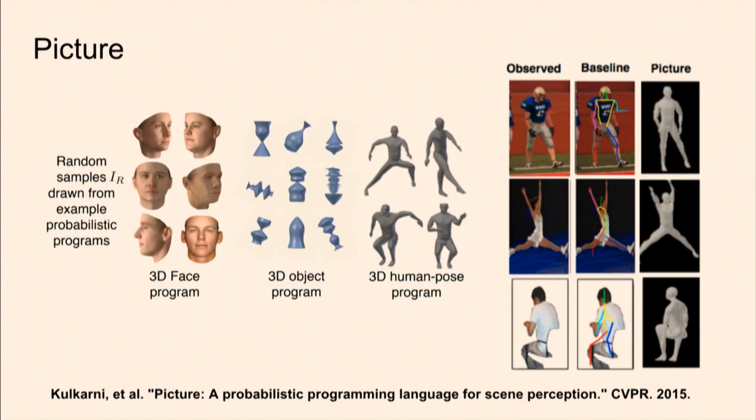And there's some previous work which is closely related. This is the Picture system from 2015, where they addressed a similar problem, and they actually used probabilistic programs to express the prior distributions on these 3D objects or these scenes. And they also used a heterogeneous inference architecture involving a combination of different types of bottom-up proposals and gradient-based MCMC.